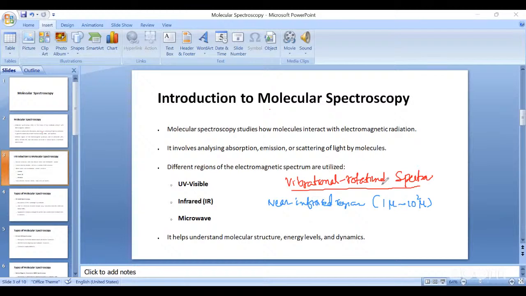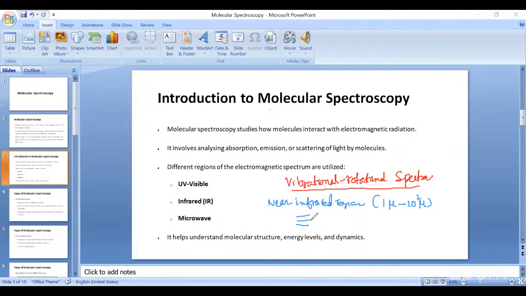So the vibrational rotational spectra is observed in absorption in the near infrared region, around 1 micrometer to 10 to the power of 2 micrometers. Each spectrum consists of an intense fundamental band accompanied by weak bands. These bands, like electronic bands, have a fine structure, meaning they are again divided into different levels.